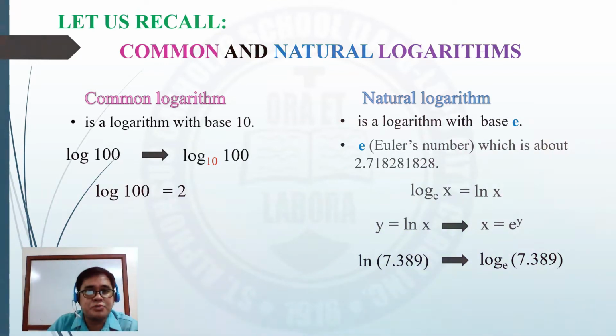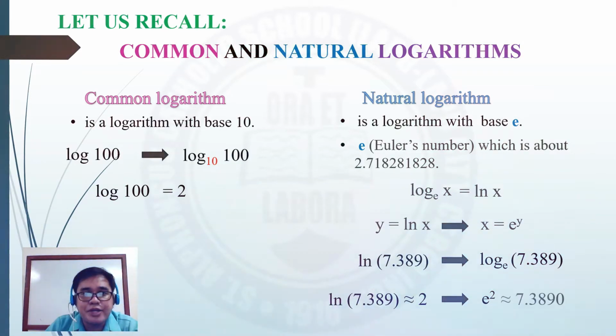If we are going to get its value, we can press the ln key found in your calculator and press the number 7.389, and it's approximately equal to 2. Or if we have e raised to 2, it is approximately equal to 7.3890.